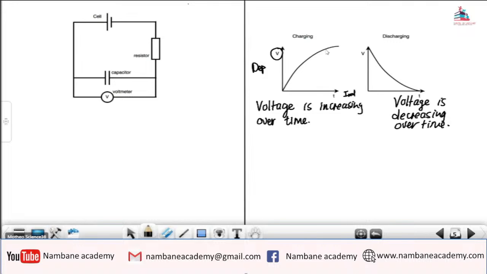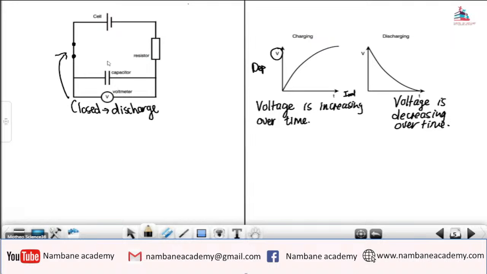So how do you know if a capacitor is charging or discharging if you are not given a graph? You will see it from a circuit. If the circuit is a closed circuit, like here, you can add a switch. If the switch is closed, then what is going to happen? It is going to discharge. Why is it going to discharge?